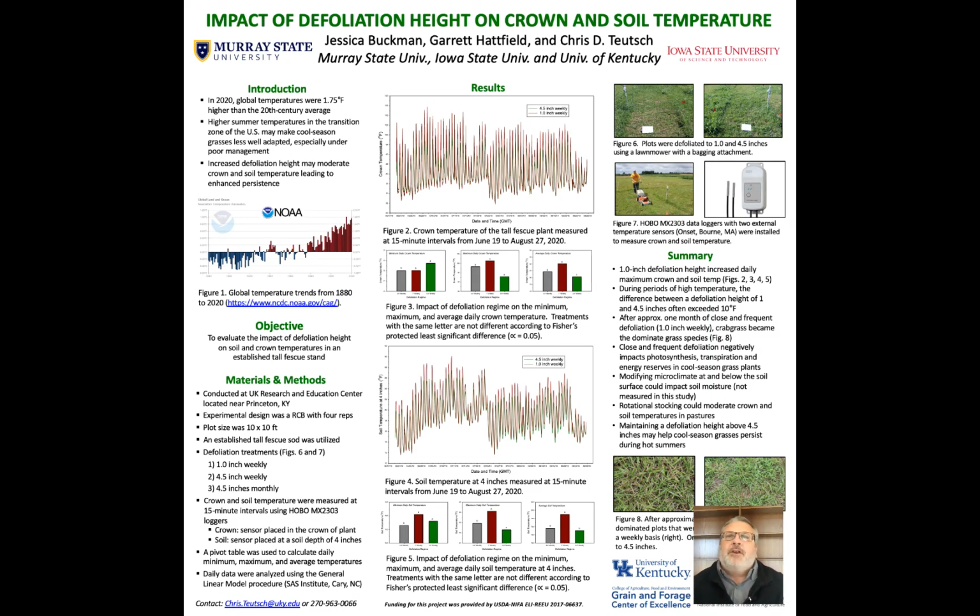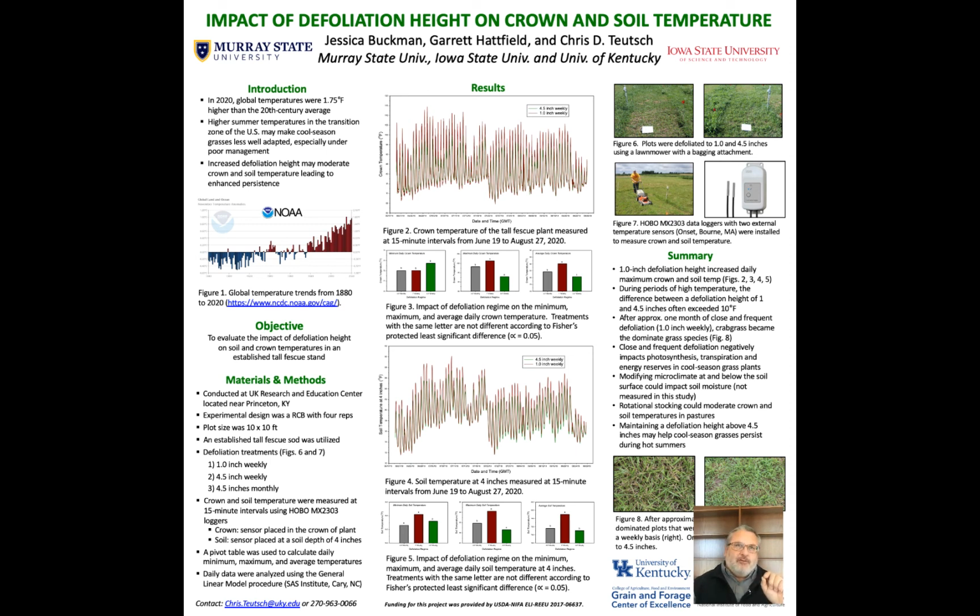Okay, I just want to finish up with a few key findings, and that is the 1 inch defoliation height increases daily crown and soil temperature. After approximately 1 month of close and frequent defoliation, we saw a shift in botanical composition of those 1 inch plots away from the cool season grass towards crabgrass, which is a warm season annual grass. Commonly see this in pastures.